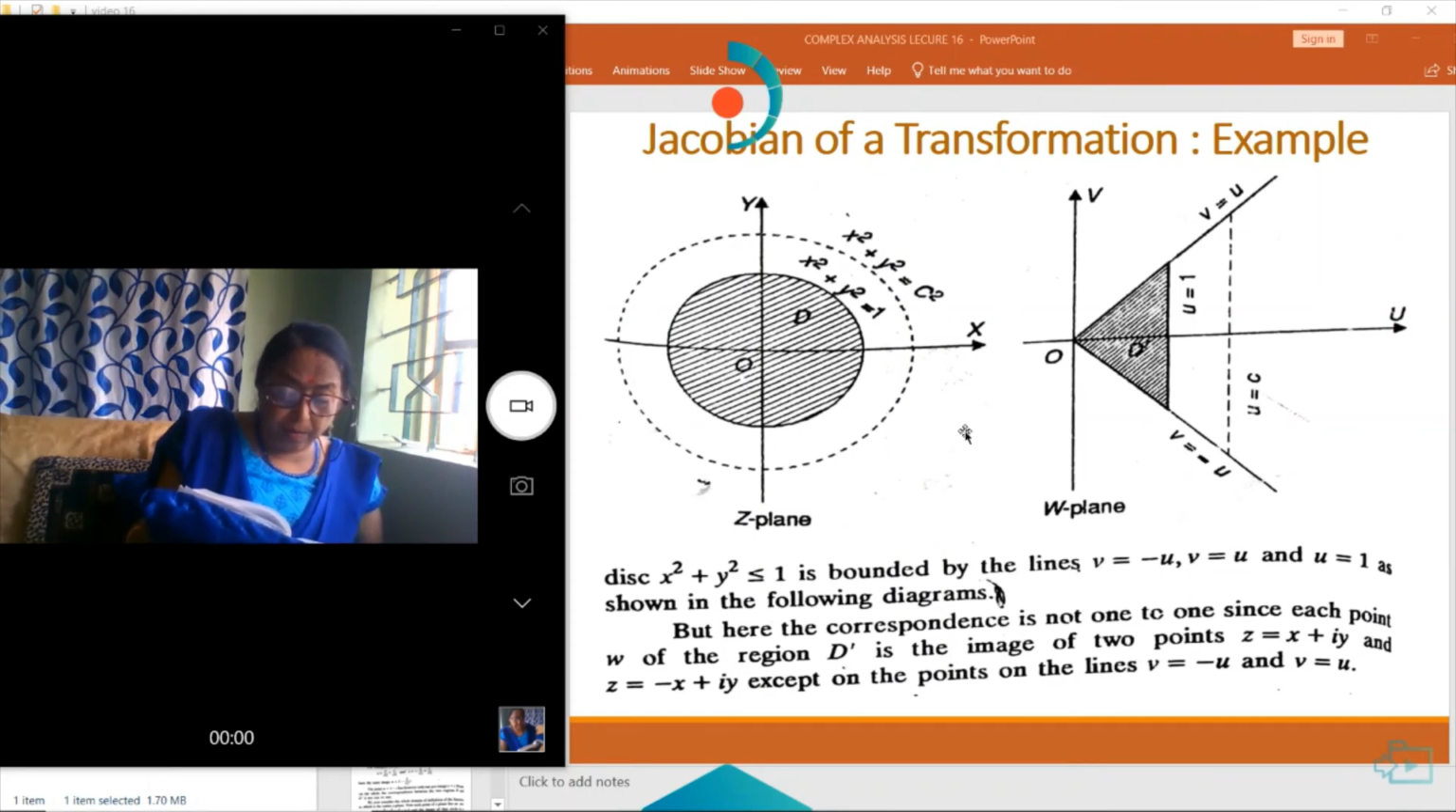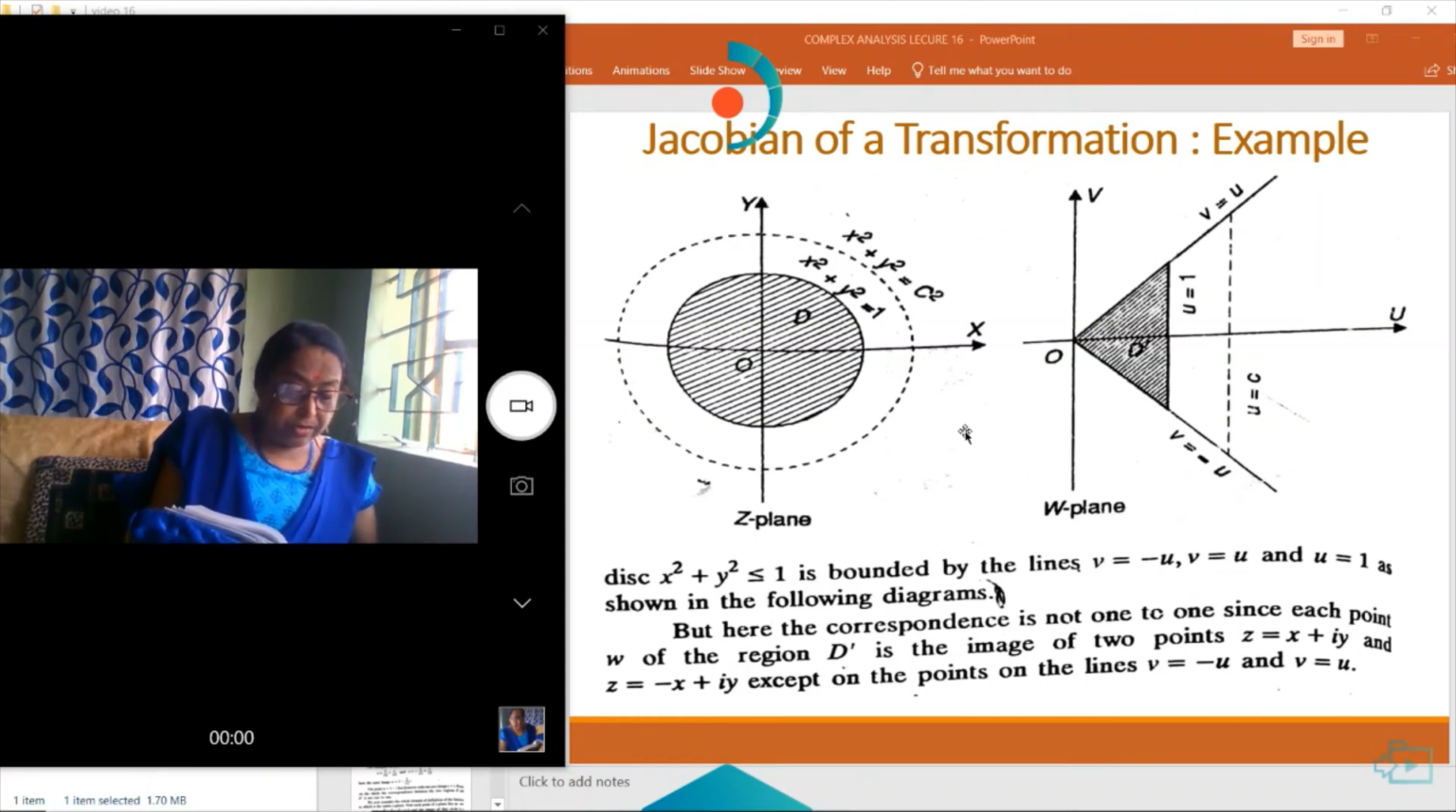Now for all points z on the circle, y takes the values between minus 1 and plus 1 when we take our radius equal to 1. So the values of y lie between minus 1 and 1. Thus the values of v become minus 1 and 1. So x square plus y square, that is u, is equal to 1.